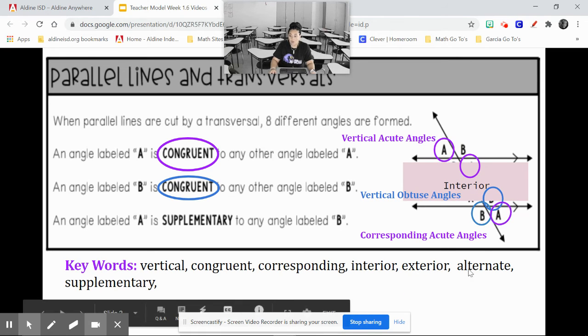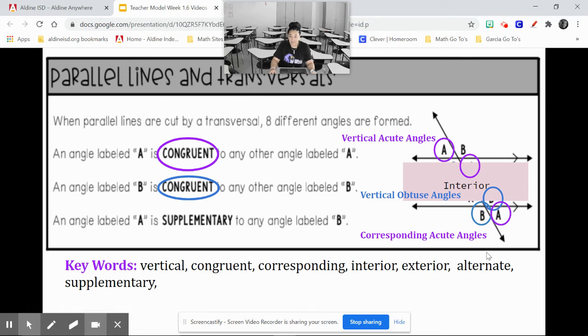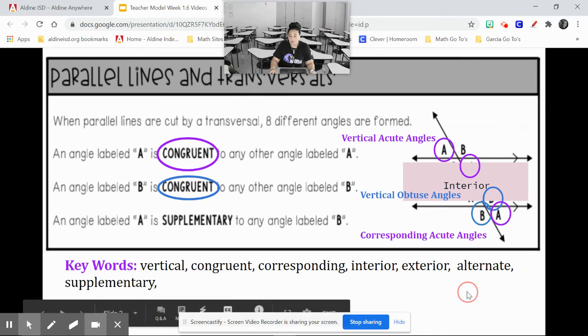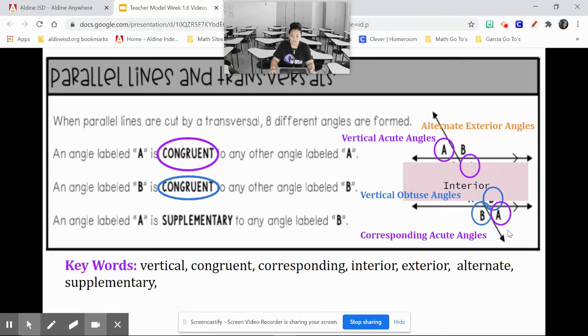So notice we have an angle A, and angle A, they just moved. Bringing in a new vocabulary word, alternate exterior angles. Alternate means they're on opposite sides of that transversal line. They're still angle A, so we know they are congruent, but they are on opposite sides of the transversal. They are outside of the parallel lines, so therefore we call it an alternate exterior angle. Okay?